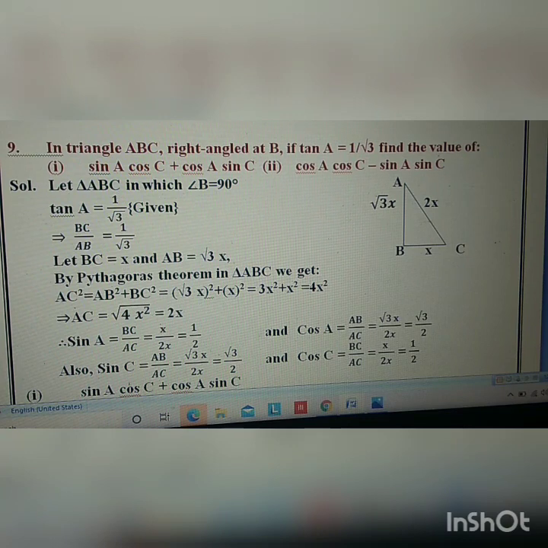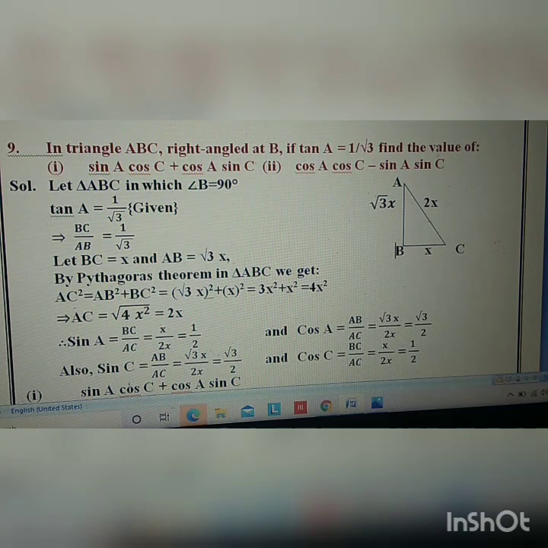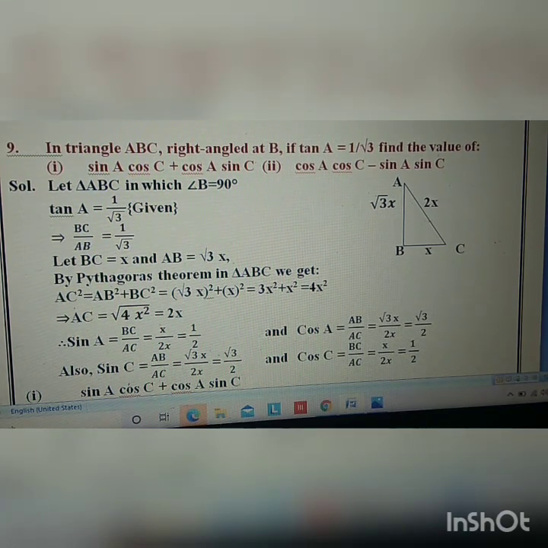So once again let BC be equal to x and AB be equal to under root 3 x. By using Pythagoras theorem we get hypotenuse, that is AC square is equal to AB square plus BC square, that is under root 3 x square plus x square, which is 3x square plus x square, because the square of under root 3 gives 3. So it is 3x square plus x square, that is 4x square. So AC is equal to square root of 4x square, which gives the value 2x.